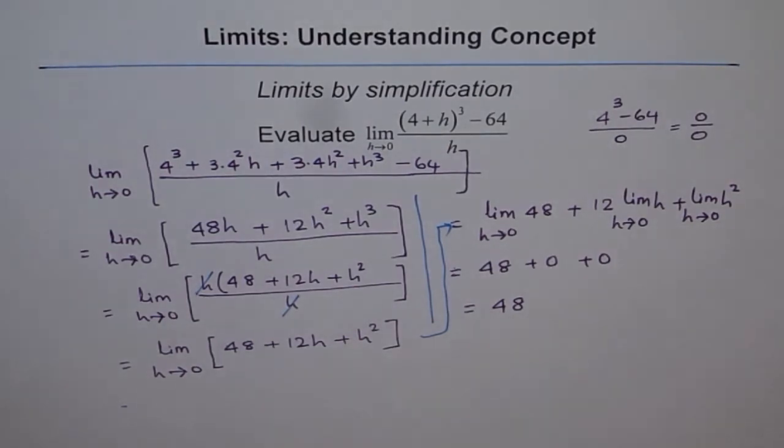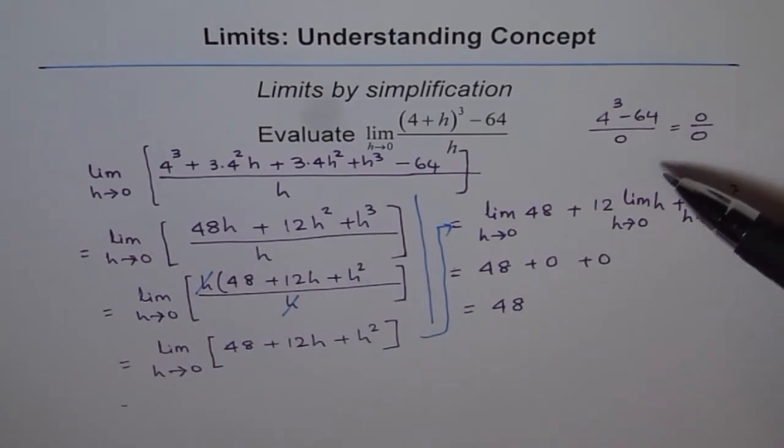Correct? So that is how you have to do these kinds of problems. Remember, whenever you get 0 over 0, then we can always simplify it and then substitute the value for the limit.